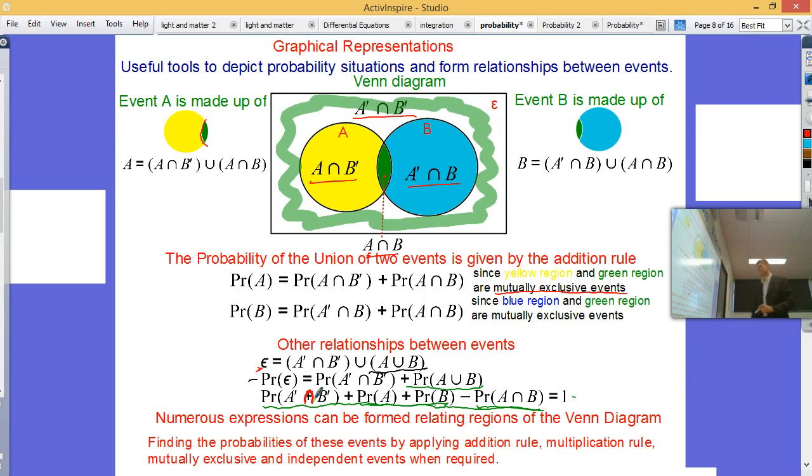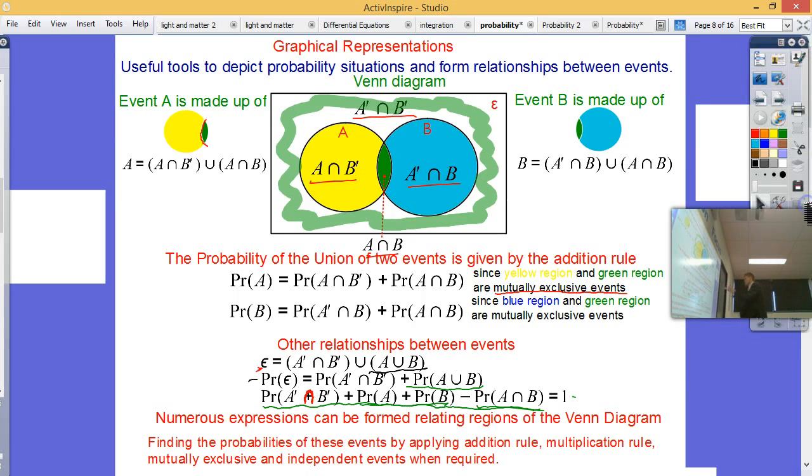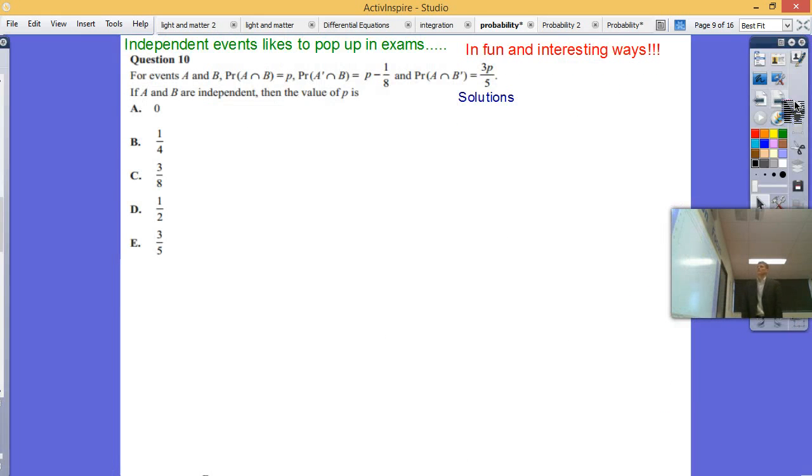Good. Okay. Now, we can come up with other different expressions relating to the probabilities of all these different regions, and it's about learning how to use the multiplication rule, the addition rule, and combine them together to form expressions. We do that when we're required to do so. Okay, let's try this. Two interesting exam questions.